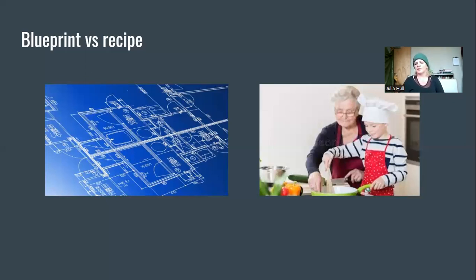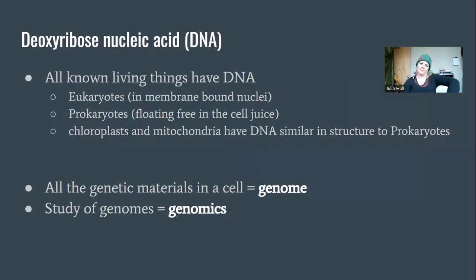And I think that's a better analogy for what genes are, because there's not genetic determinism. If you have a gene for something, that doesn't necessarily mean that you're going to express that trait. Your environment also influences how your genes are expressed. So that's why I like the analogy of a recipe better than a blueprint. All right, get off my soapbox, and here we go.